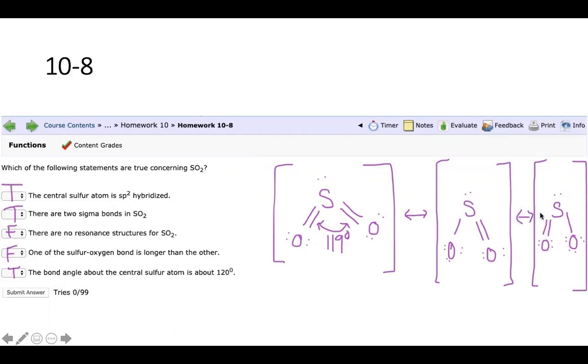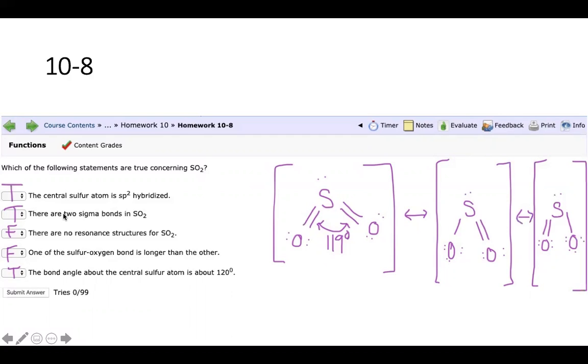So we have these 3 possible Lewis structures for SO2. The first statement says that the central sulfur atom is sp2 hybridized. If you look at all of our Lewis structures, if we're sp2 hybridized, that means we're looking for 3 electron groups around this central atom. We've got 1, 2, 3, 1, 2, 3, 1, 2, 3. So this is going to be an sp2 hybrid in all these cases. So this first one is going to be a true statement, right?